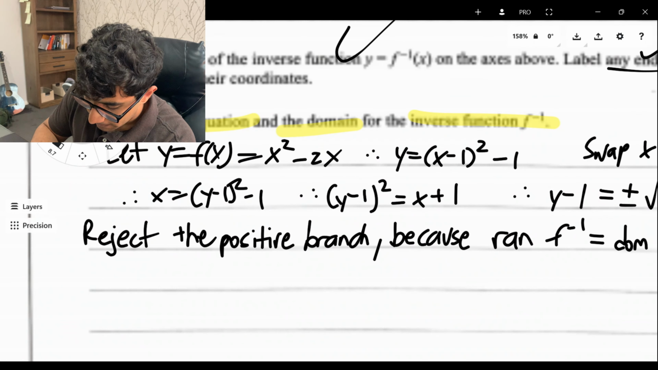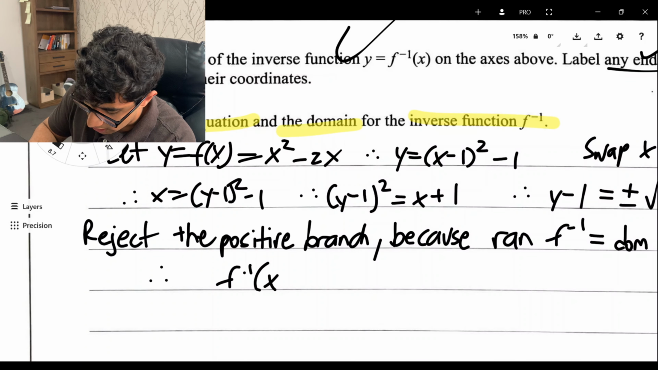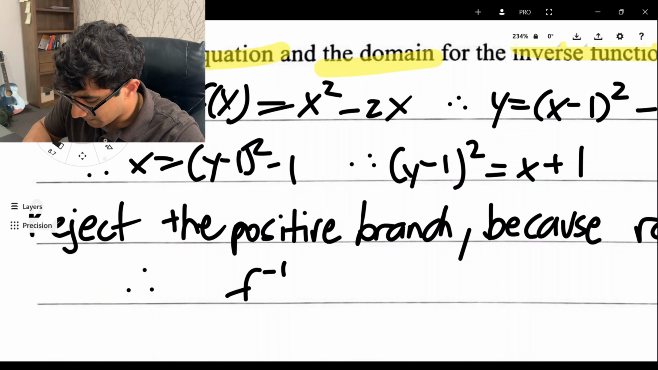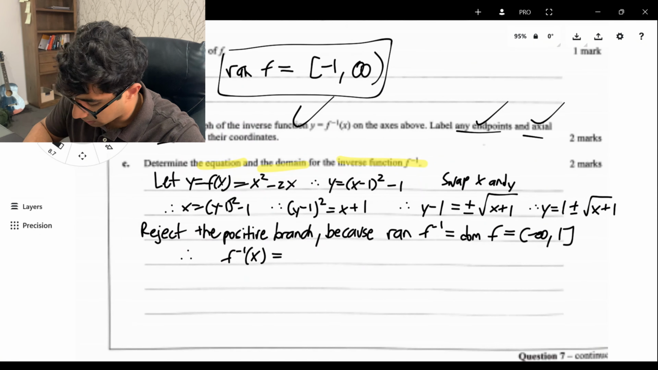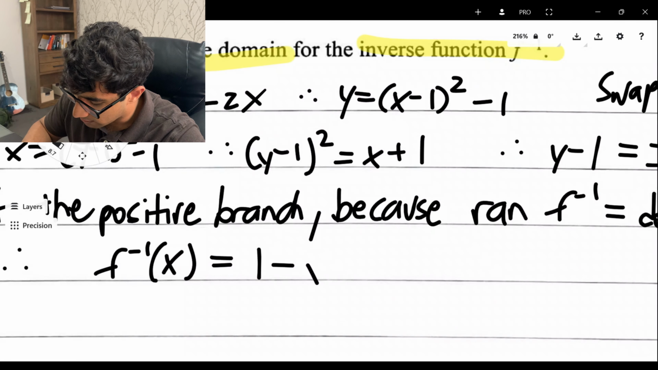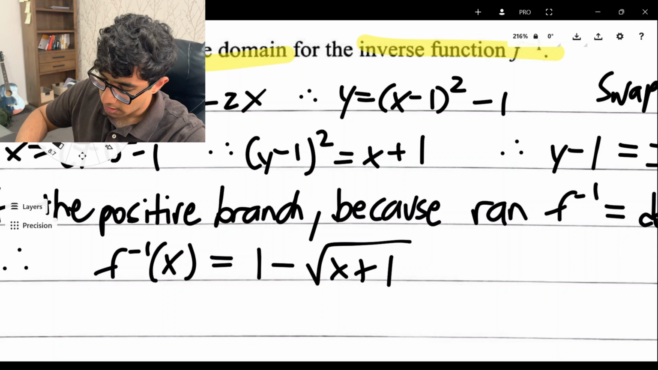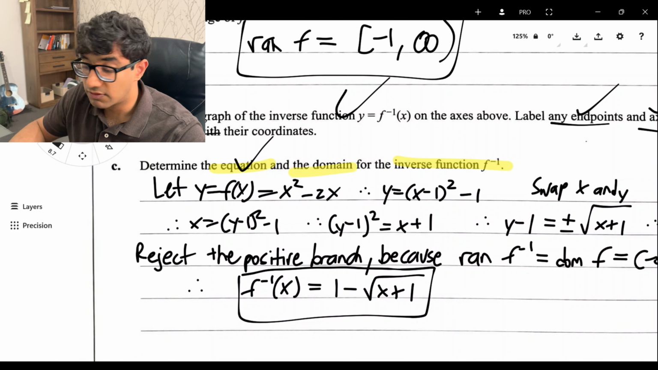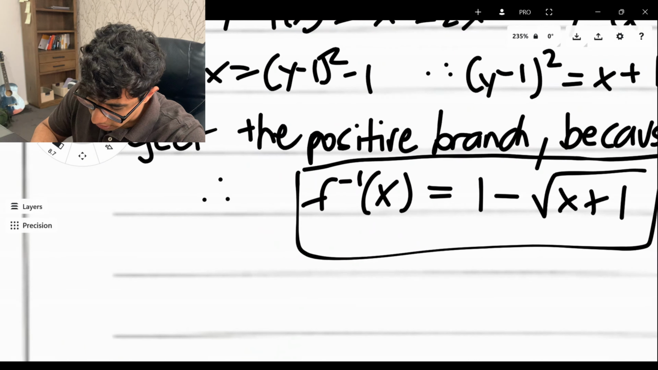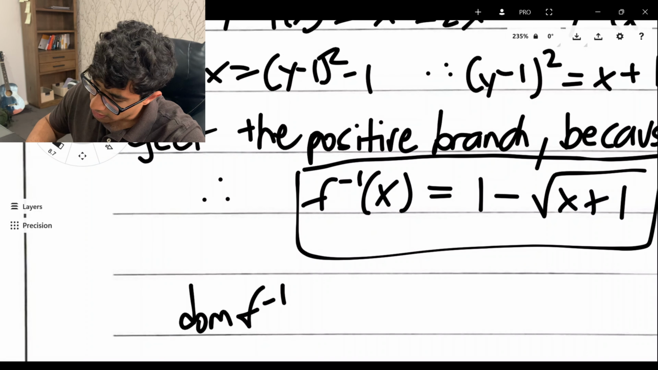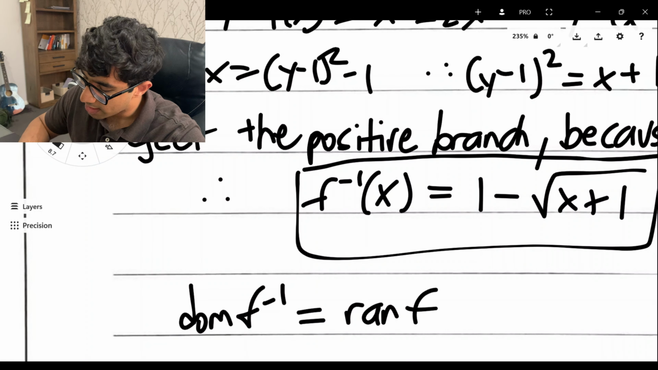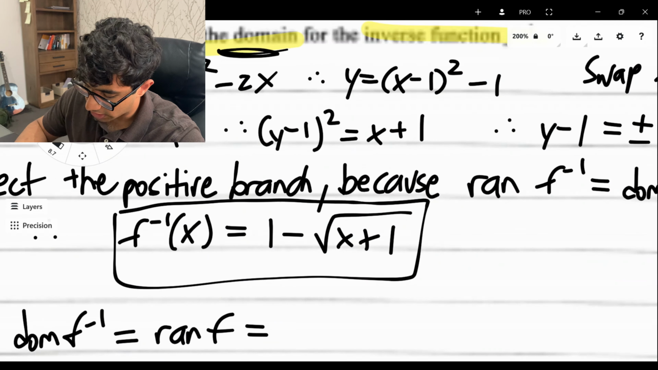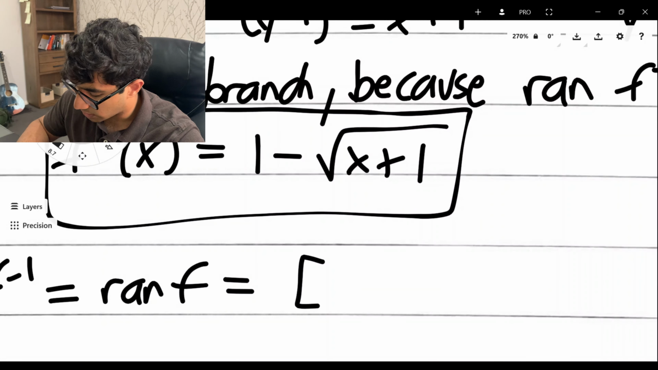So therefore, we know that the equation of my inverse function is going to be this thing, okay? So inverse of f equals 1 minus root of x plus 1, okay? There you go. That's the first part. That's the equation. But we also need to give the domain, okay? And that's not going to be too hard. The domain of the inverse function is just going to equal the range of my original function. And we already found that the range of the original function was minus 1 to infinity. So we've got our work cut out for us. So minus 1 to infinity.